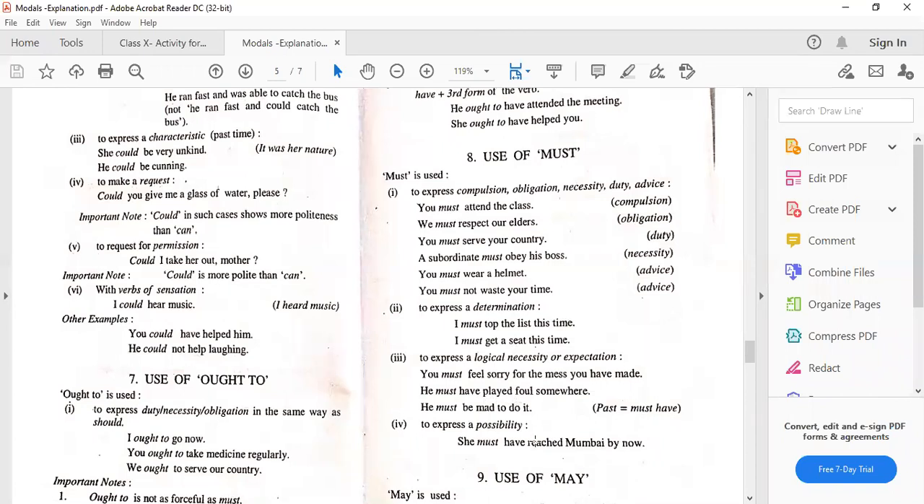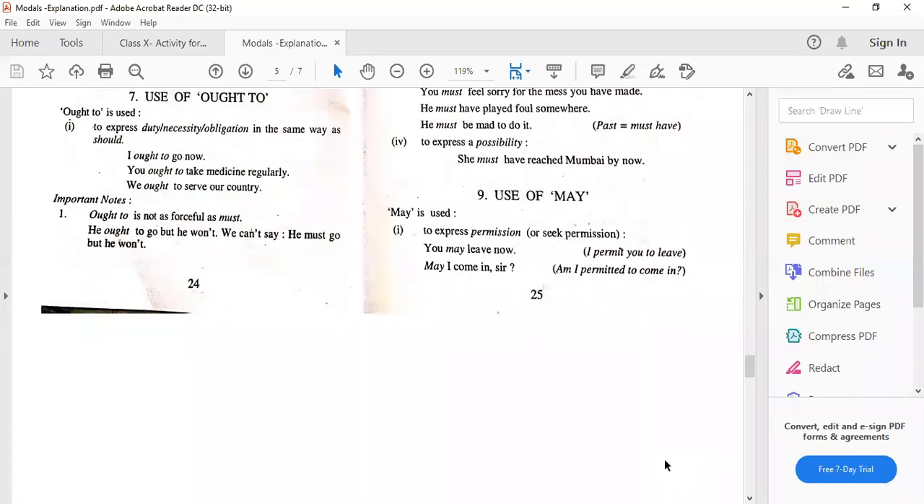To express a possibility, she must have reached Mumbai by now. पहुंच चुकी होगी, मतलब उसको लग रहा है कि जरूर पहुंच गई होगी. When we are firm about that thing, then we use must. Then coming to the next form of use of may, I'm leaving it here because we'll not be able to finish the rest of the part, so we'll continue tomorrow.